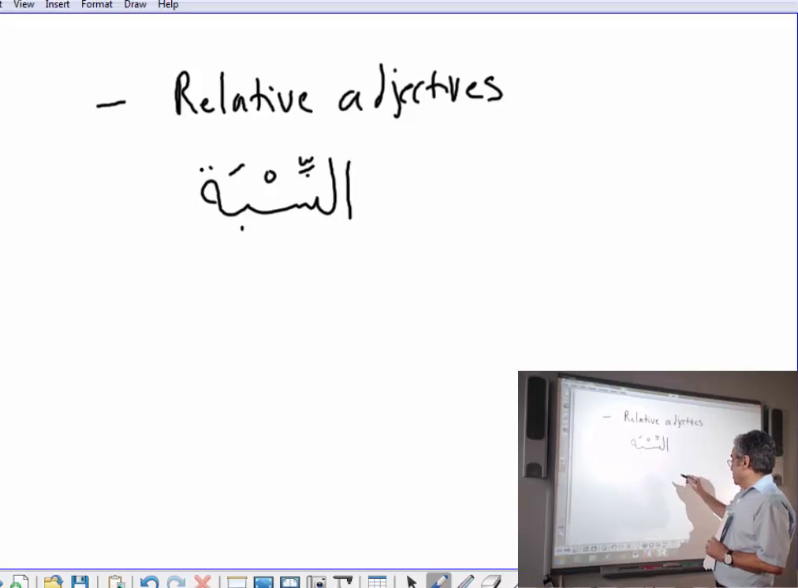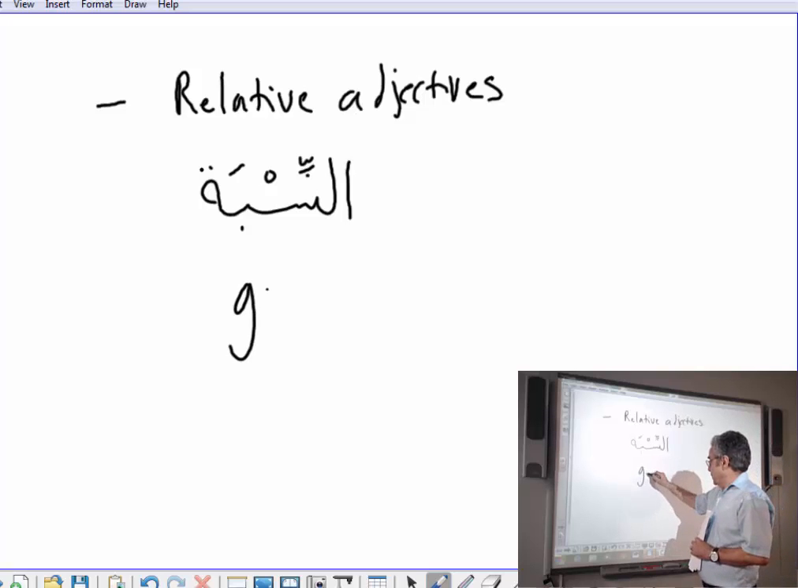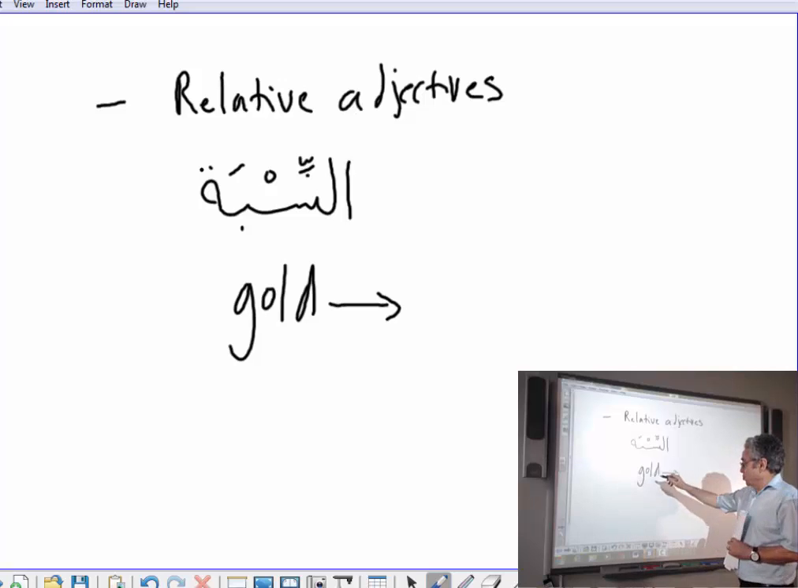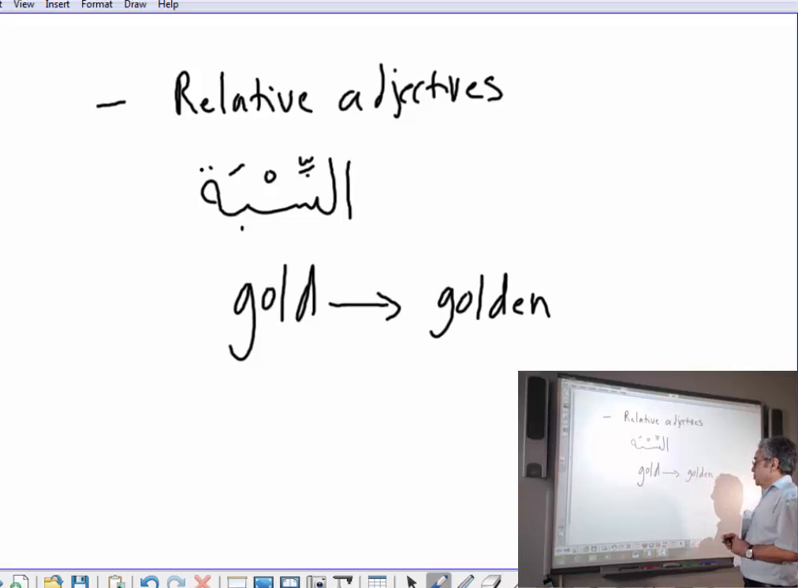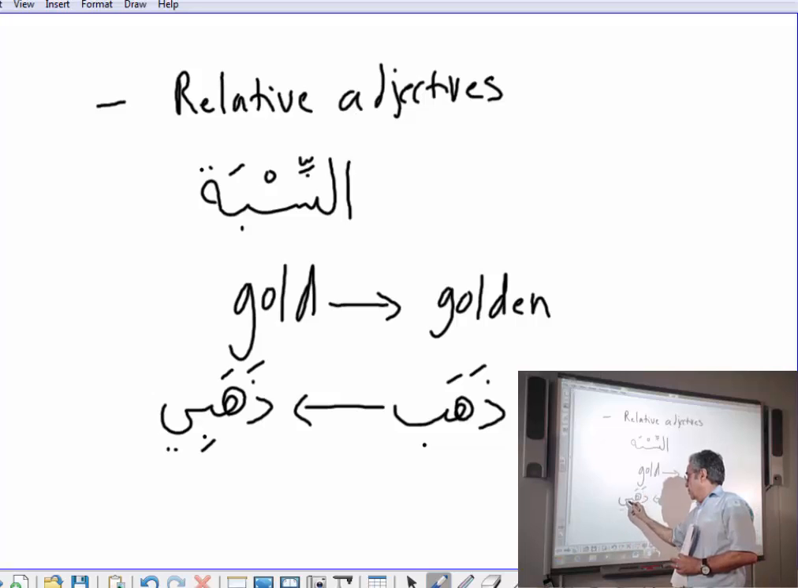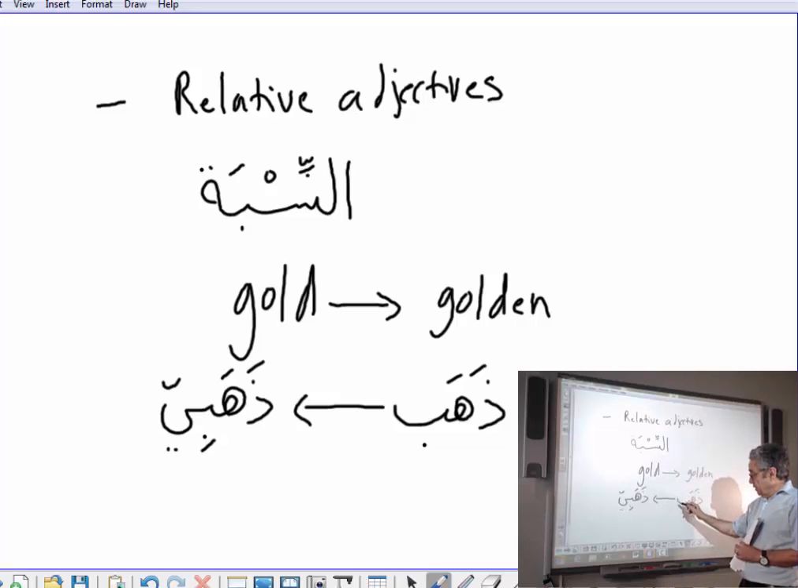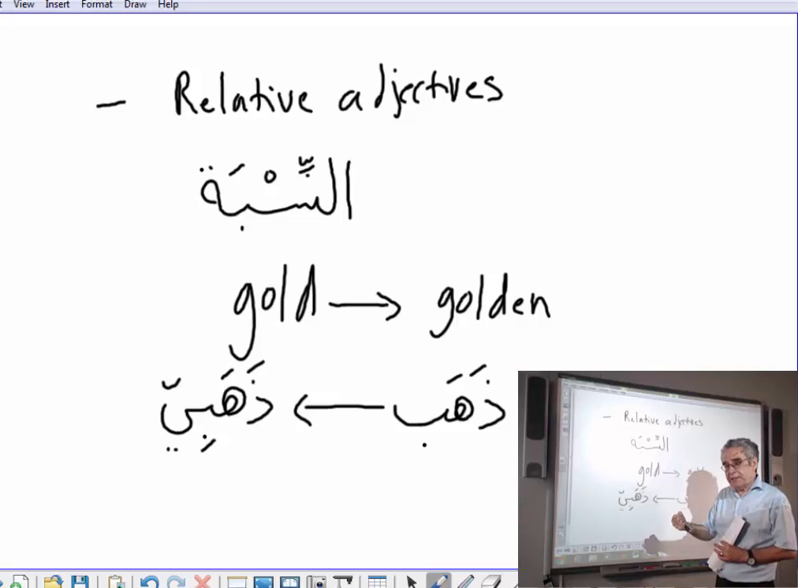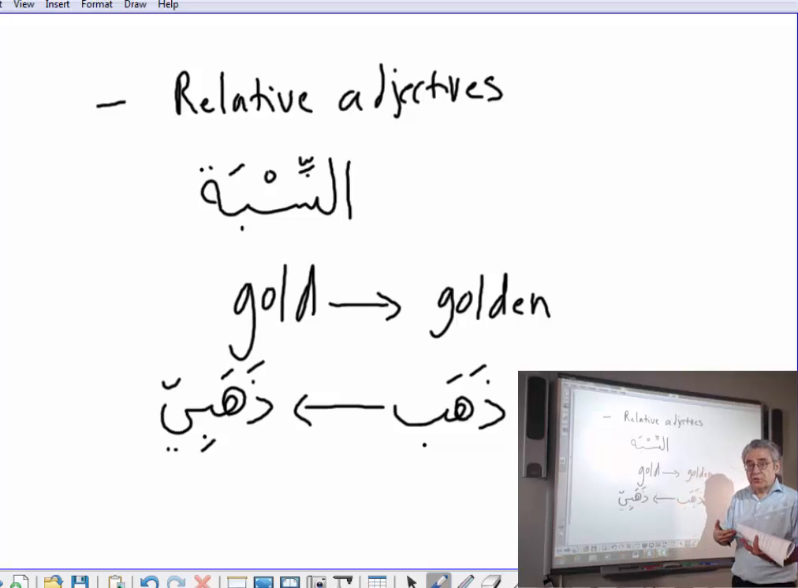Like if you take, for example, gold, so gold is a noun, and I can say maybe golden. So golden here is an adjective. So if I say a golden ring, it is. So in Arabic, I take dhahab, and I can say dhahabi. What I did actually, I add another ya, and I put shadda on top of it, which means that it is two yas. And of course, if I want to include the case marking, I can say maybe dhahabiyun.